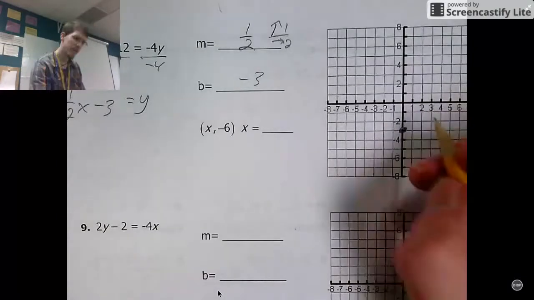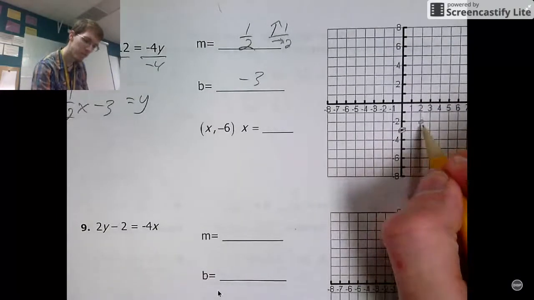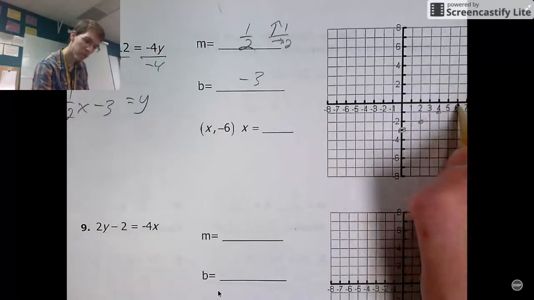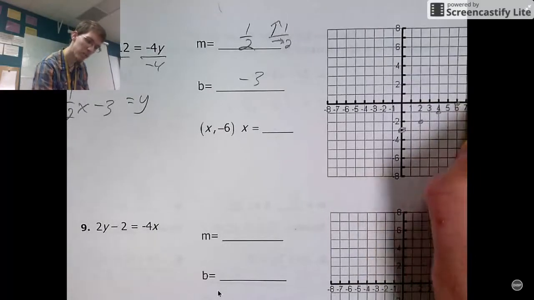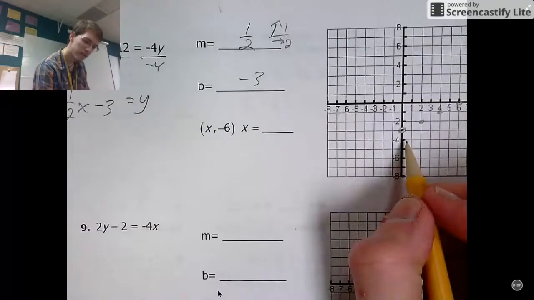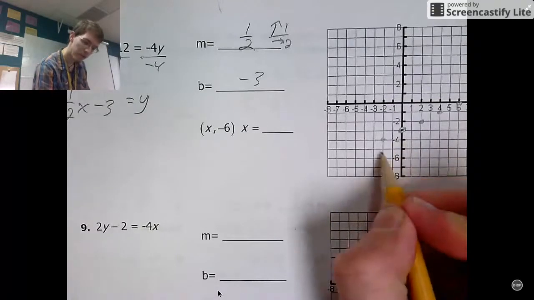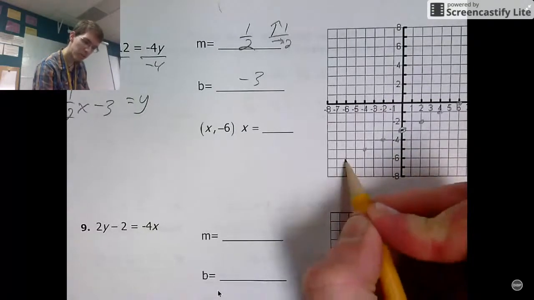Now, slope of 1/2 means I go up 1 over 2. Not to be confused with 2 over 1. Down 1 to the left 2. Down to the left, down 1 to the left.